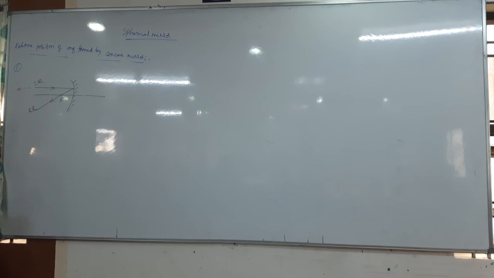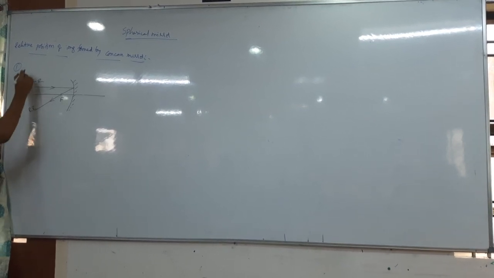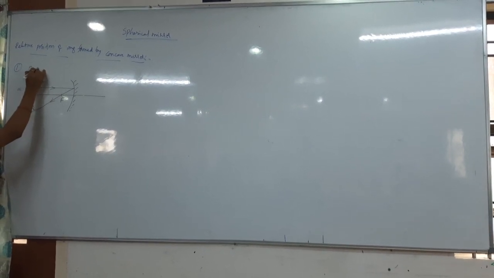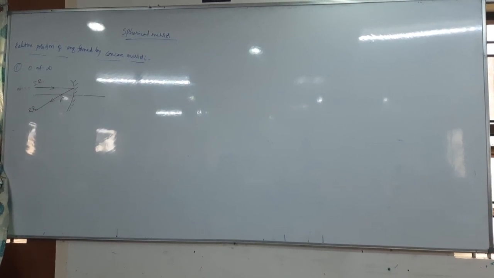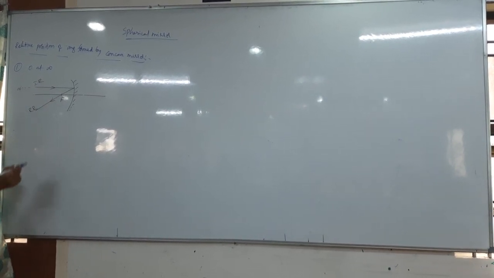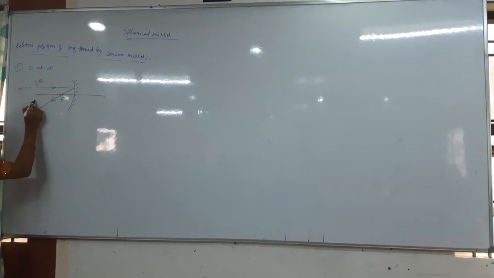So first of all, whenever the object is placed at infinity, which type of rays will come? Paraxial rays will come, right? So the paraxial rays are coming here. Not only one, you can take two paraxial rays. You can take two paraxial rays like this.